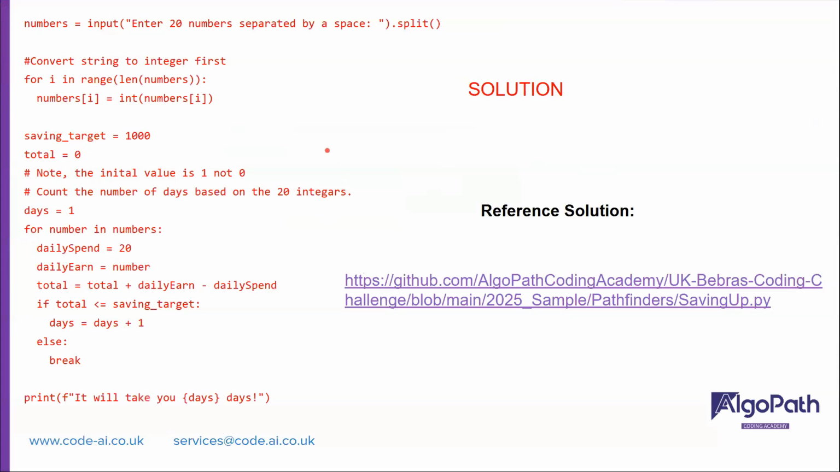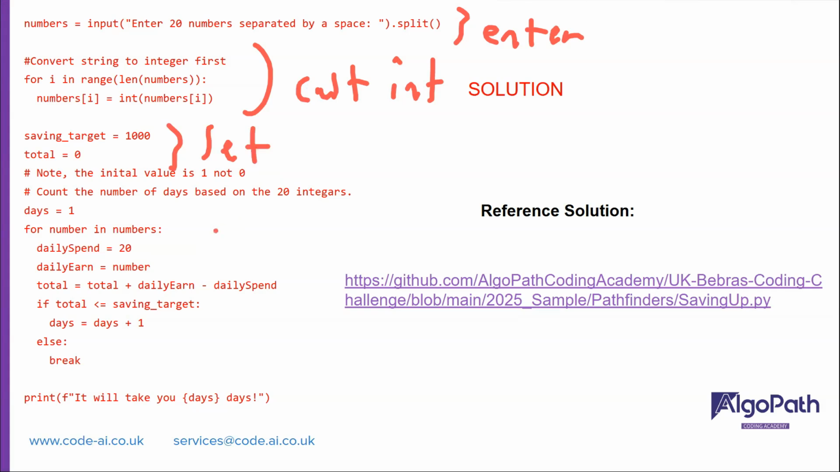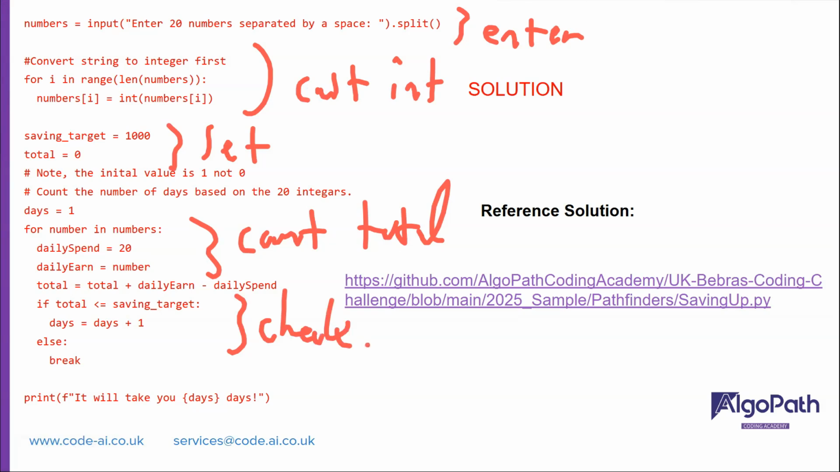And there is the code. It's substantially bigger than the last one, actually. But if you break it down, all we do is we just enter the numbers here. We cast them here to ints. Here we just set some variables. Here we have the for loop, which just counts the total. And here we just check the total. And then we just print the final result. That's it.